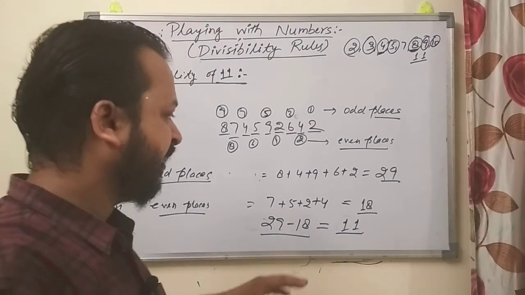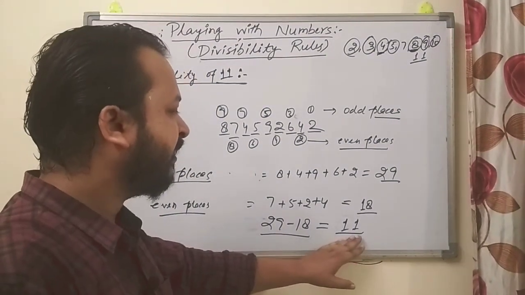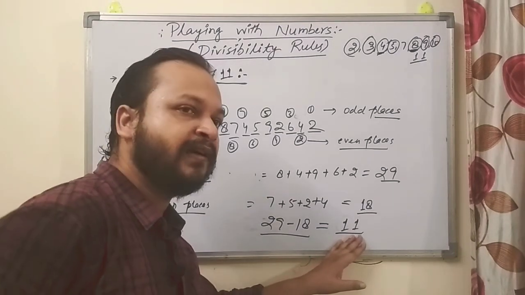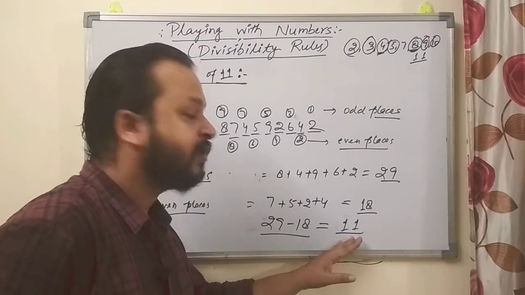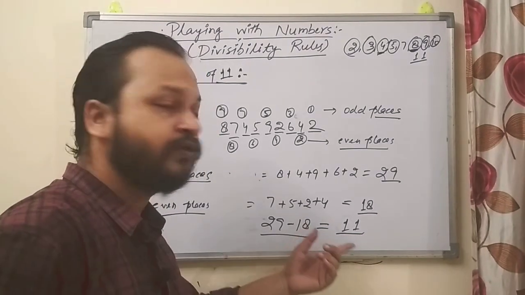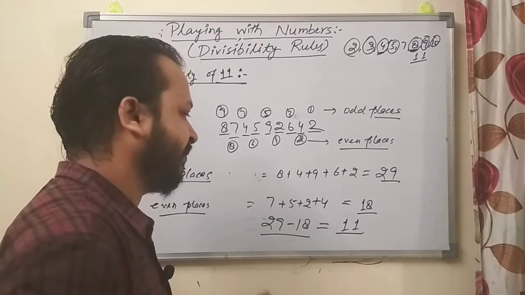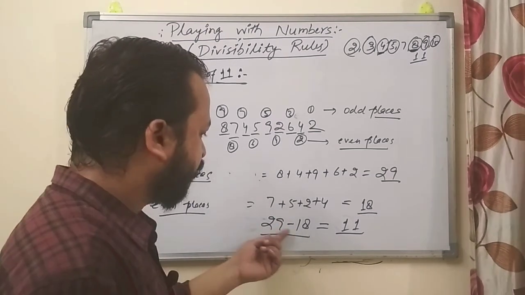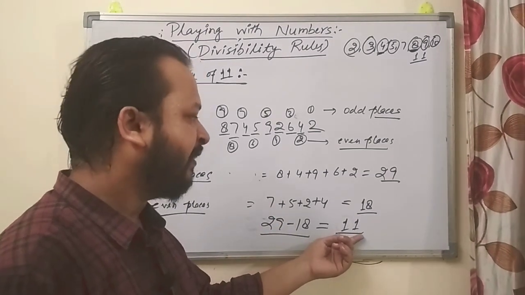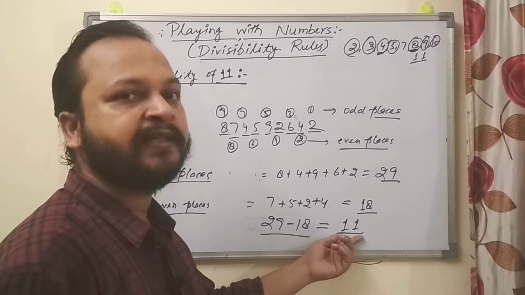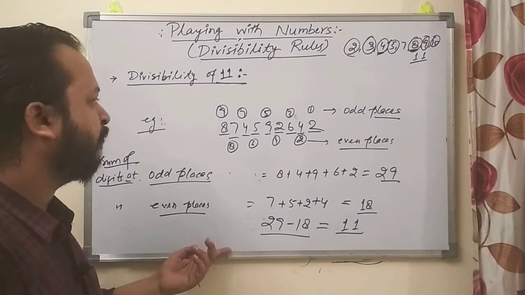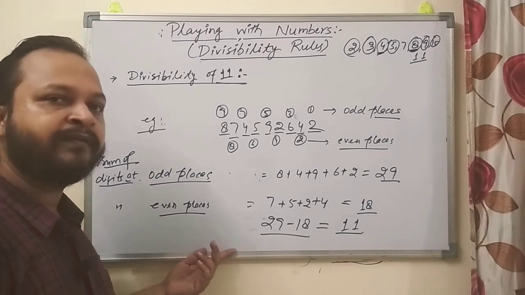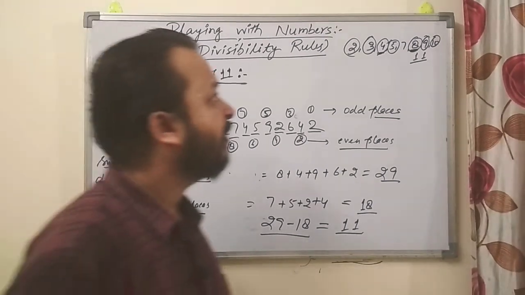One more thing I skipped: either the difference is divisible by 11 or the difference comes to 0. If the difference comes to 0, that particular number is also divisible by 11, right? So here the difference is 11, and we know that 11 is divisible by 11, right? So this is the way we find the divisibility rule of 11, alright?